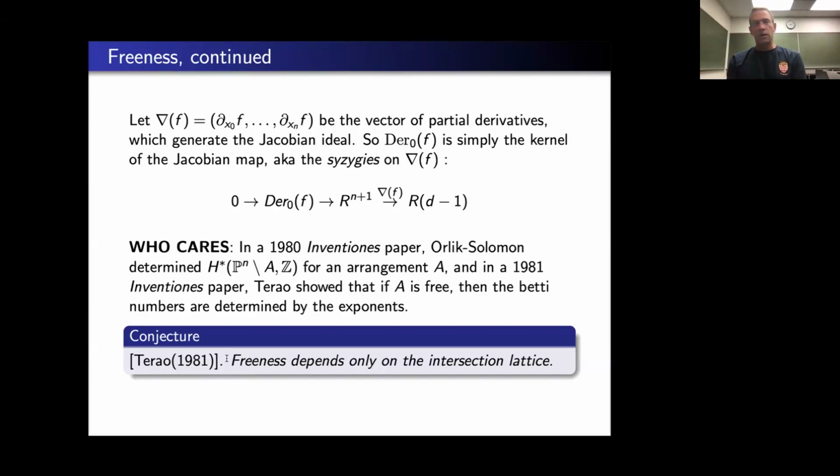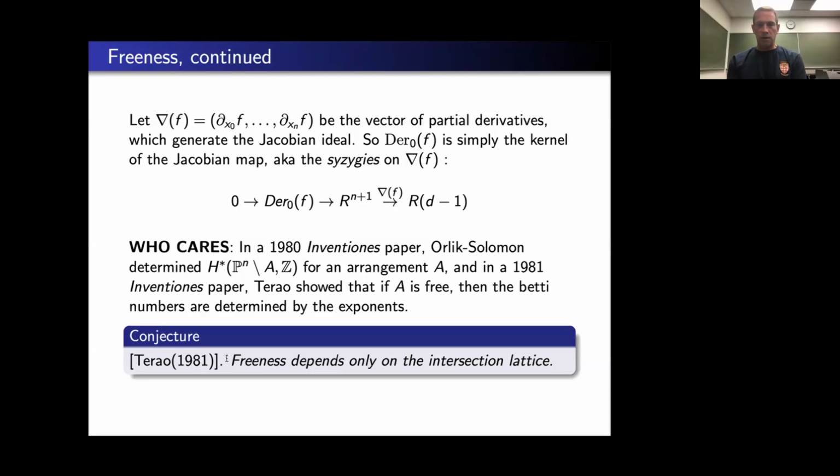The picture you should keep in mind is this: if you have some hyperplane arrangement and you wiggle it without changing the intersection lattice, so you don't break a place where, say, 3 hyperplanes meet in a codimension 2 space, then whether it's free or not depends only on that combinatorics. This conjecture has been open for well over 40 years. And what we're going to do is investigate this conjecture in the most concrete setting.